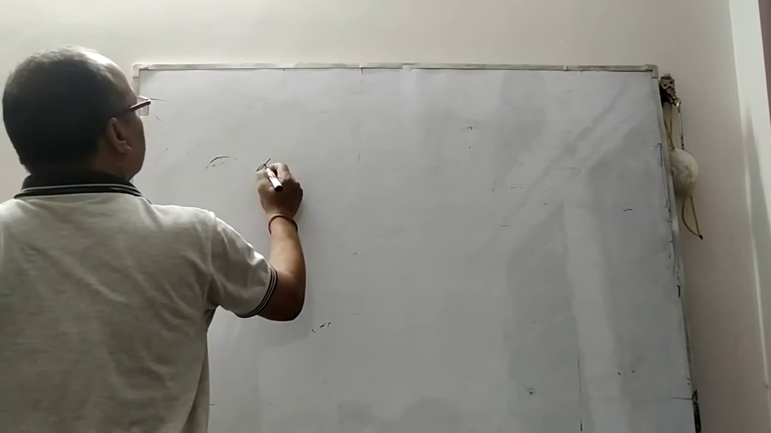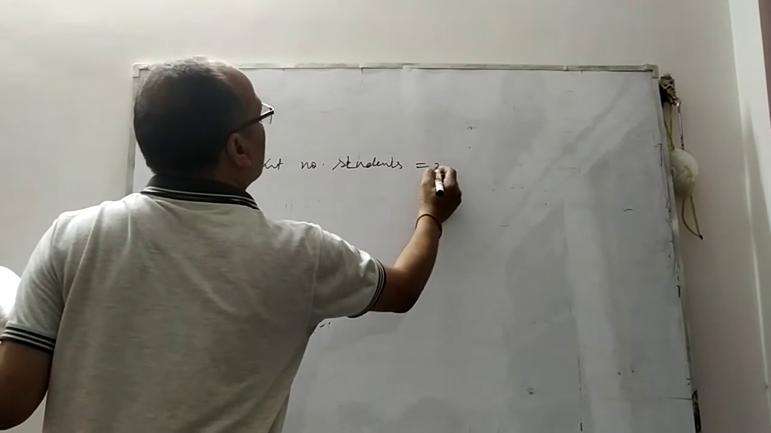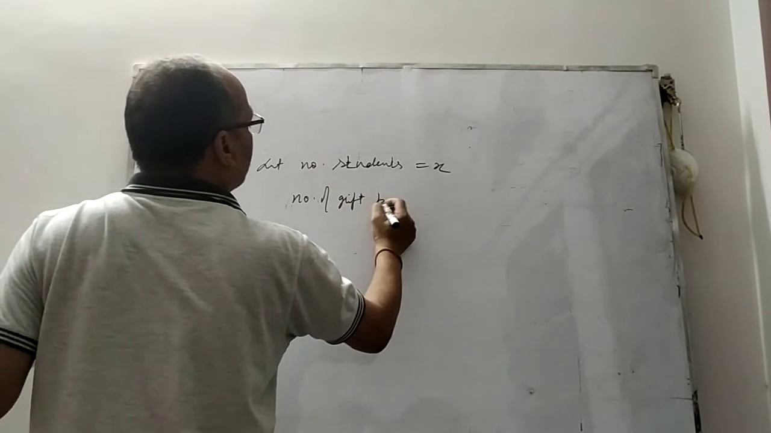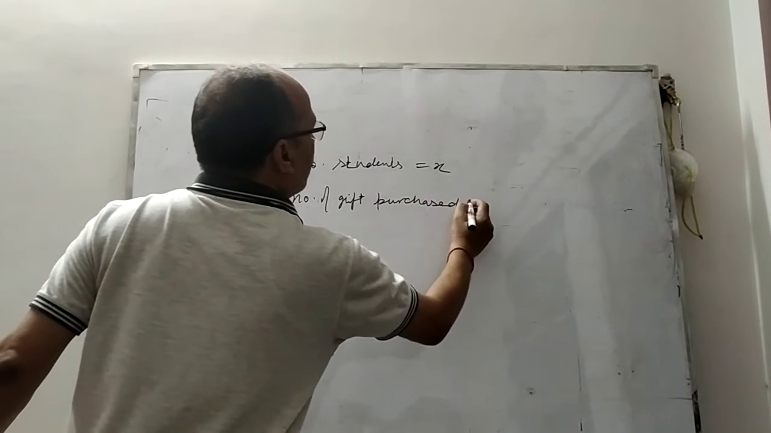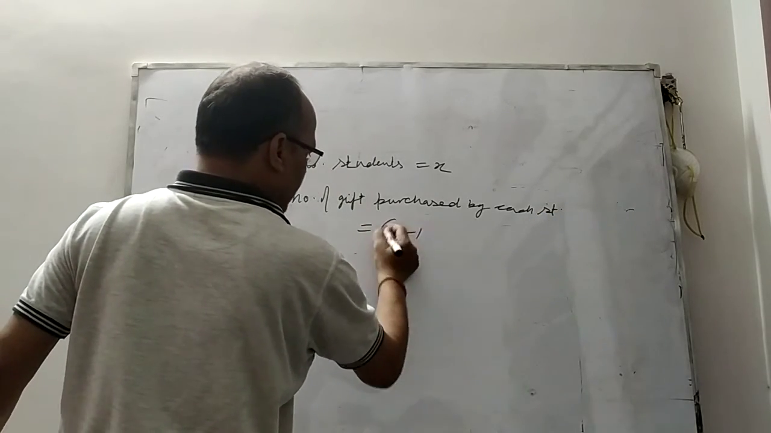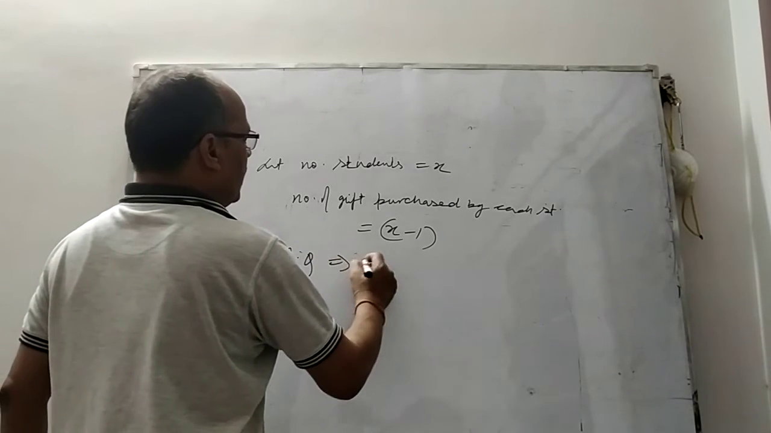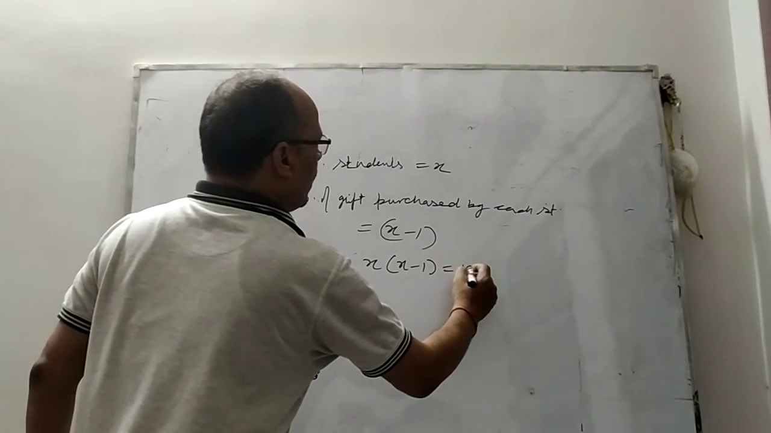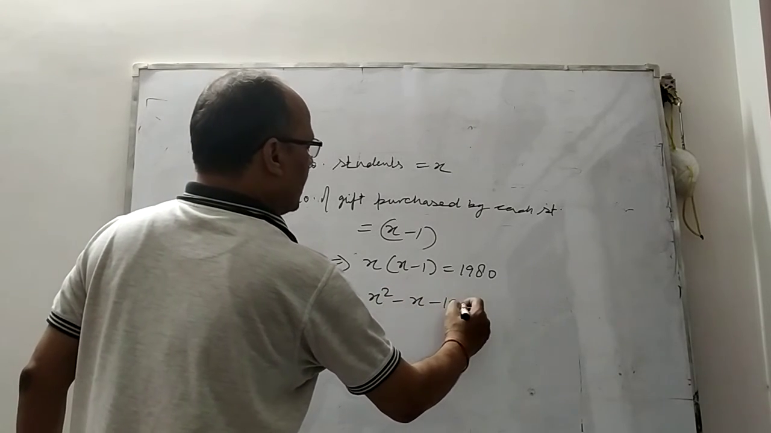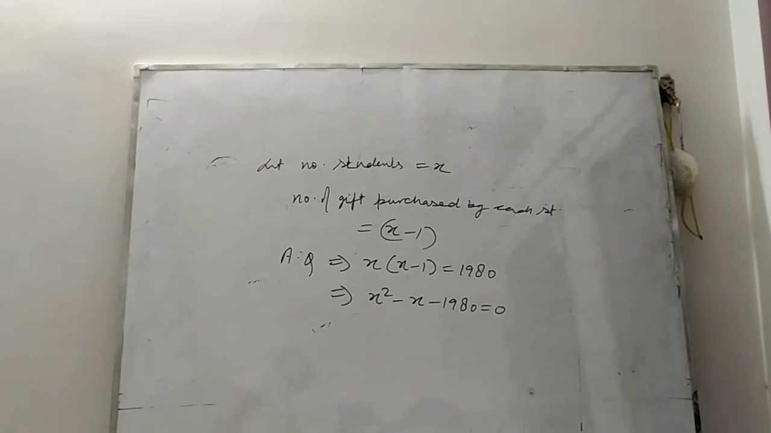So let the number of students equal x. So the number of gifts purchased by each student equals x minus 1, one less. According to the question, x into (x minus 1) equal to 1980, which implies x square minus x minus 1980 equal to 0. Then you factorize and get the solution.